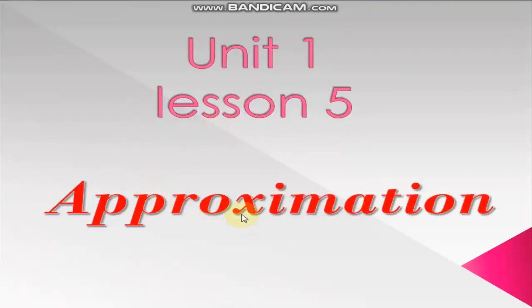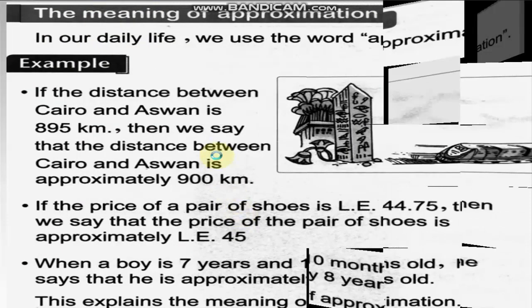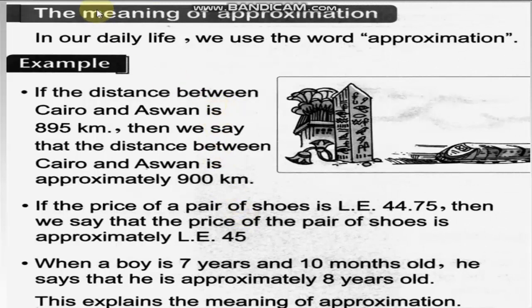It's about approximation. At first, what is the meaning of approximation? The meaning of approximation in our daily life: we use the word approximation. For example, if the distance between Cairo and Aswan is 895 kilometers, then we say that the distance between Cairo and Aswan is approximately 900 kilometers. It's easier to say 900 kilometers than to say 895 kilometers.